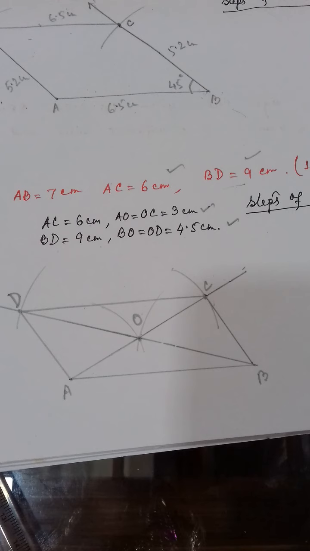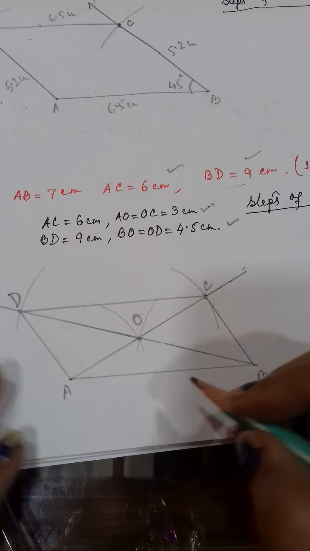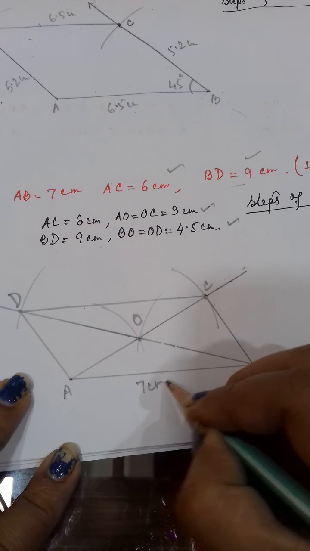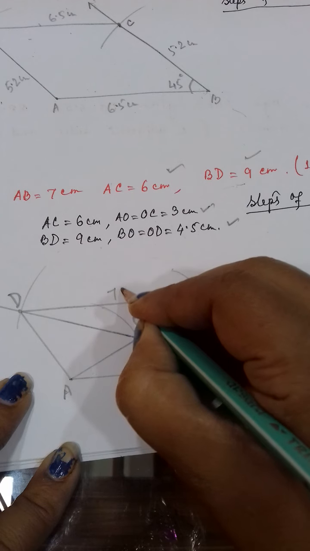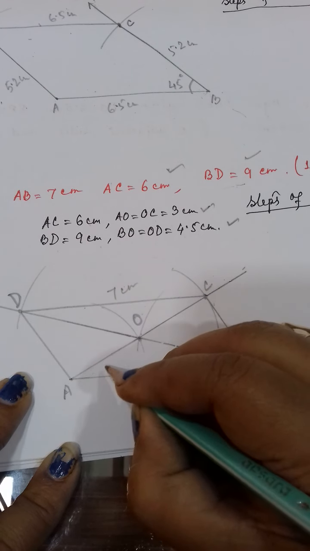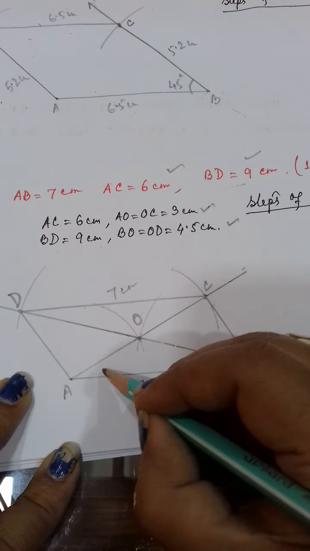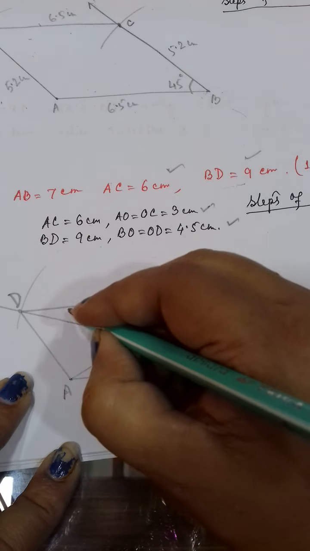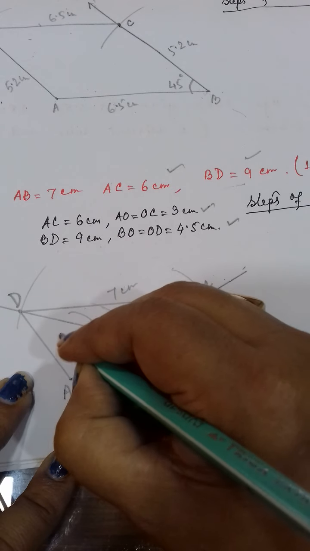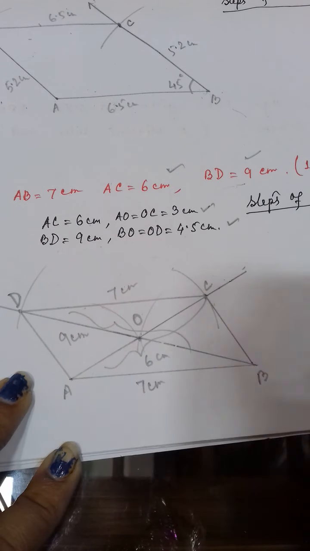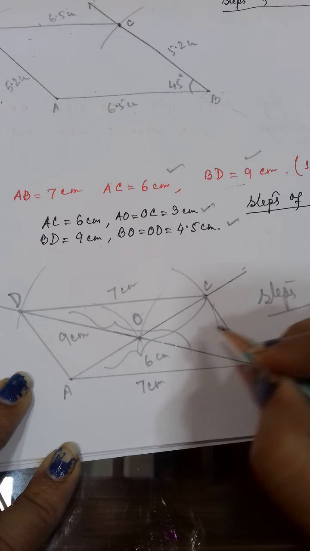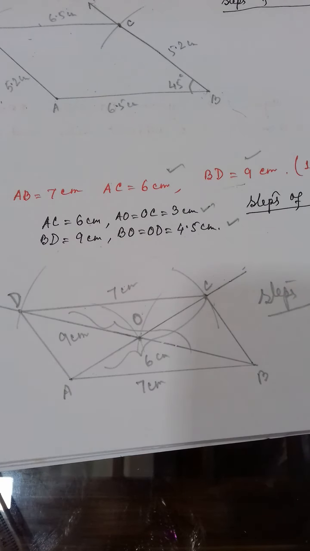Have you seen how you have constructed a parallelogram with one side and two diagonals? So AB is 7 centimeter, so CD will also be 7 centimeter. Clear or not? And your AC is 6 centimeter and your BD is 9 centimeter. Next, you write down the steps in which way you have drawn. You have to write down the steps in that format.